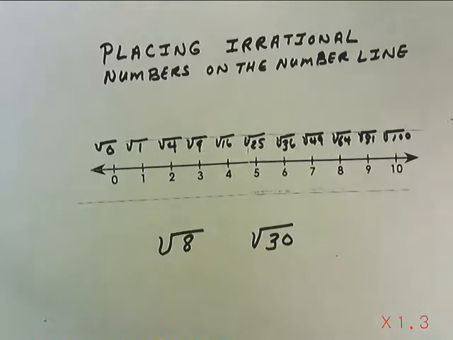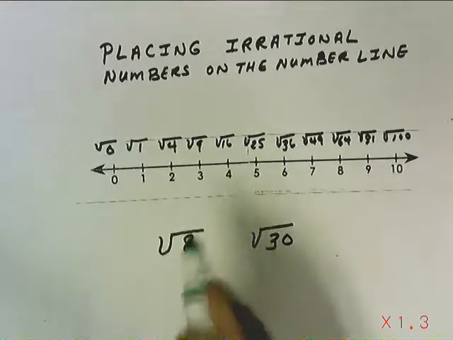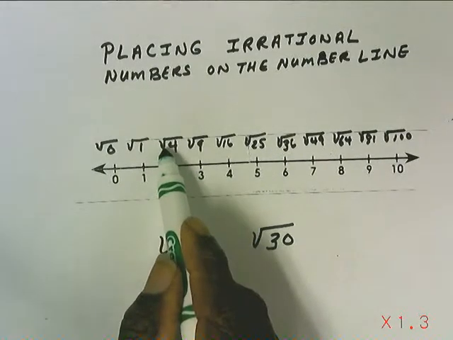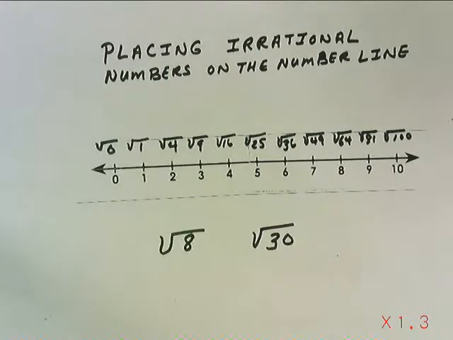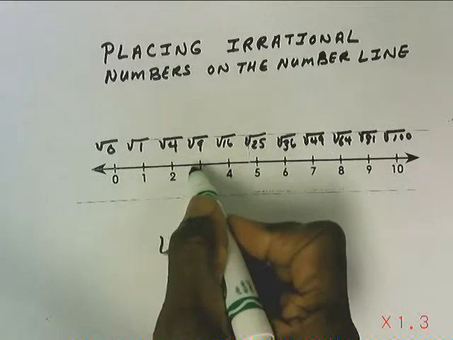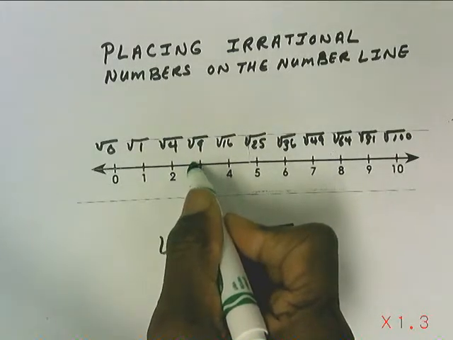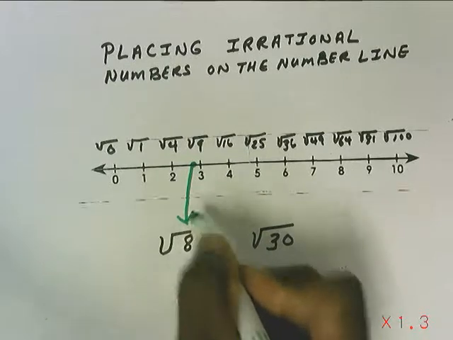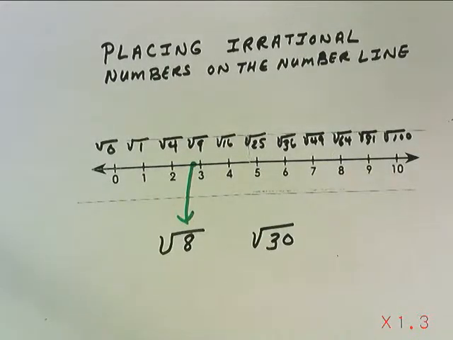And now if we want to find the square root of 8, we can see that the square root of 8 is between the square root of 4 and 9. Now, since it's closer to 9, here would be our point. So the square root of 8 is between the square root of 4 and 9, and it's closer to 9, so we place our point closer to 3.